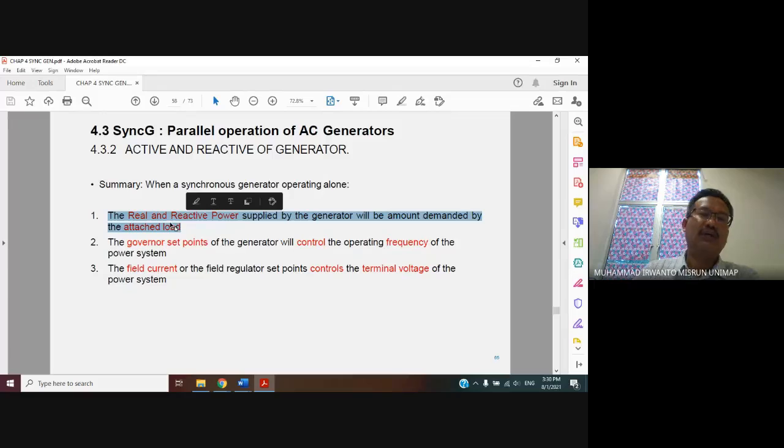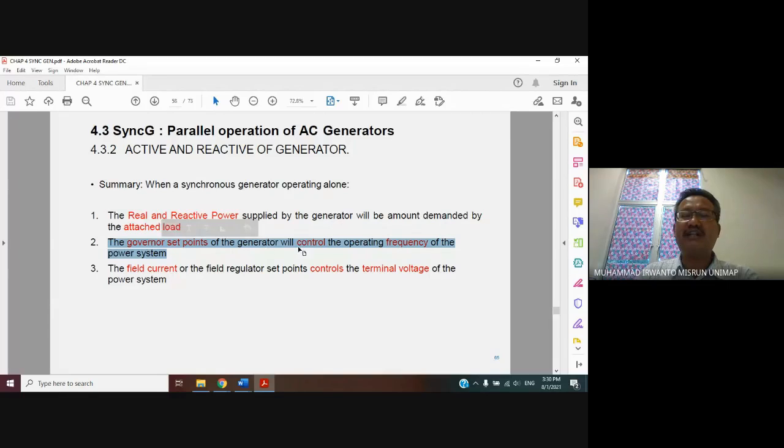Second, the governor set points of the generator will control the operating frequency of the power system. If the engineer asks you what type of device can control the frequency, the speed, you can answer the governor. And then what device can control the terminal voltage?